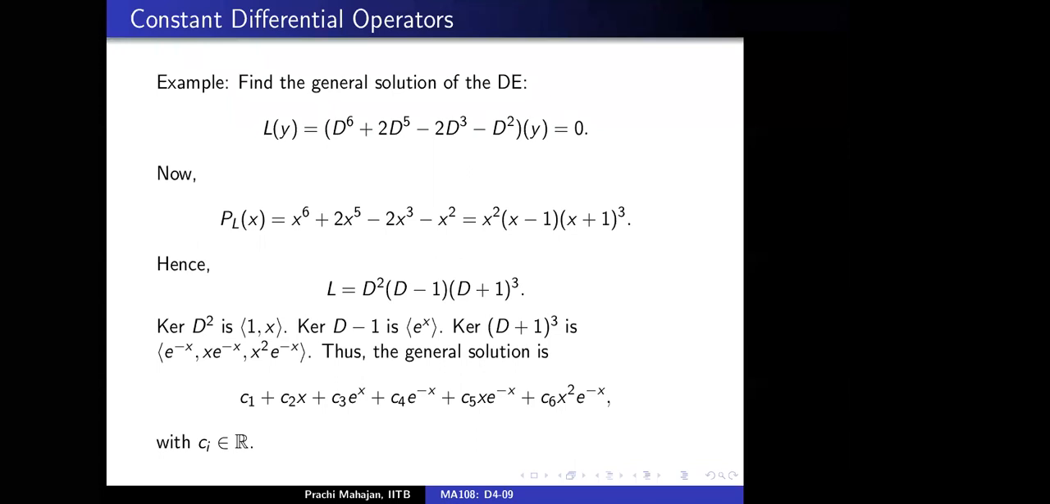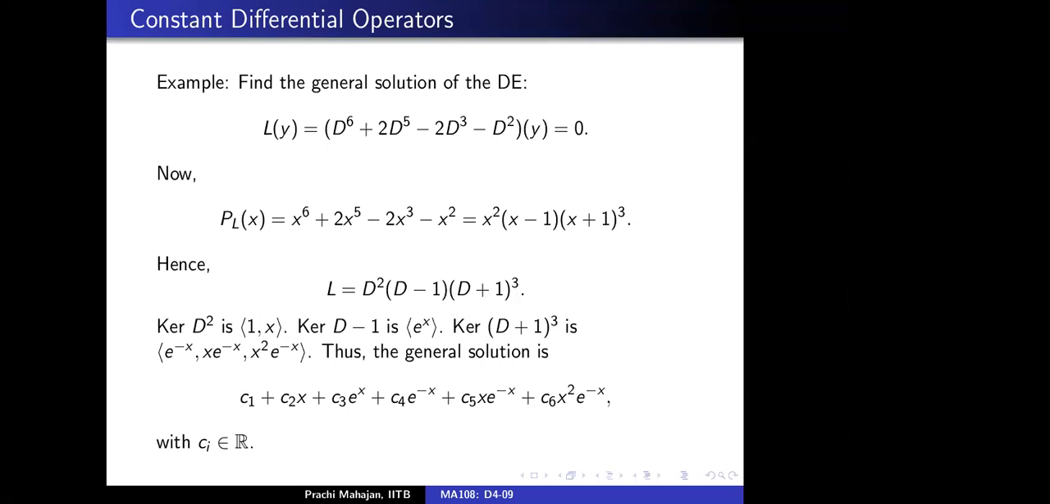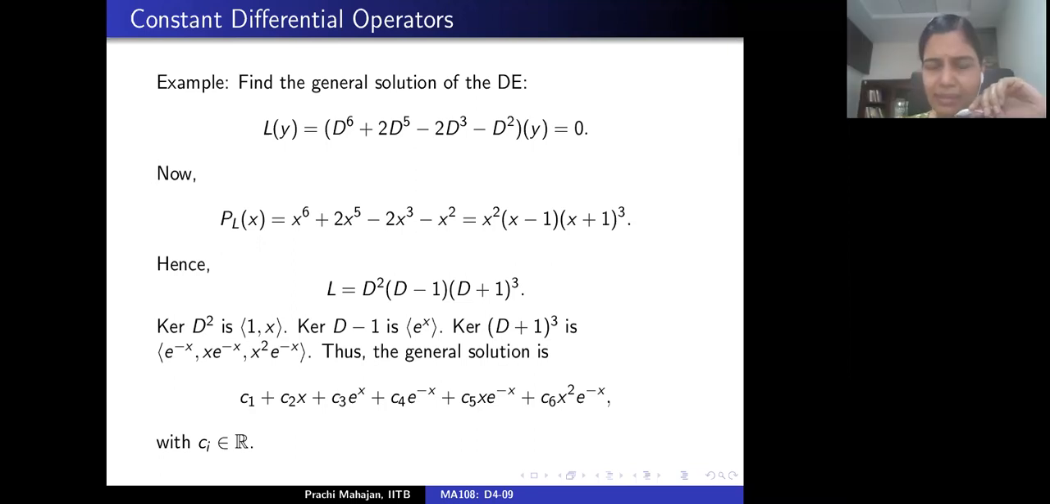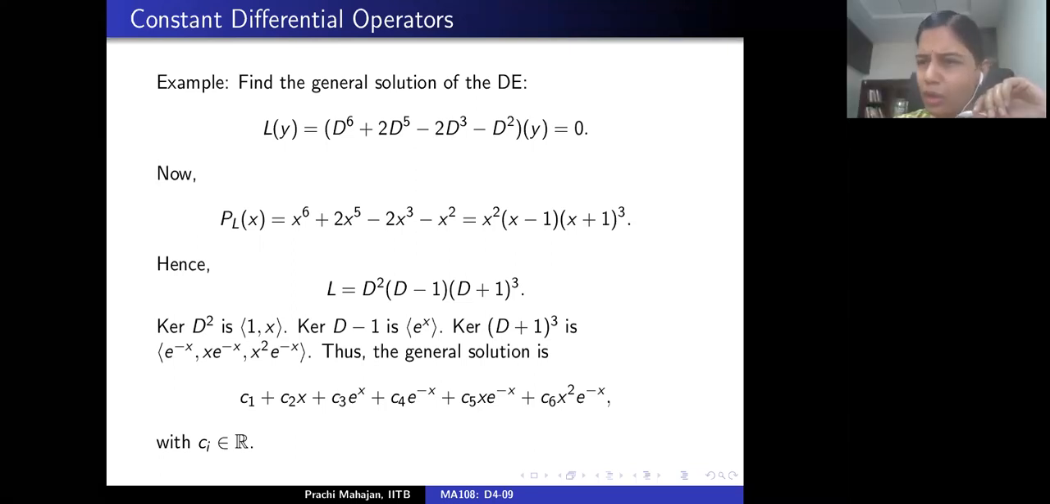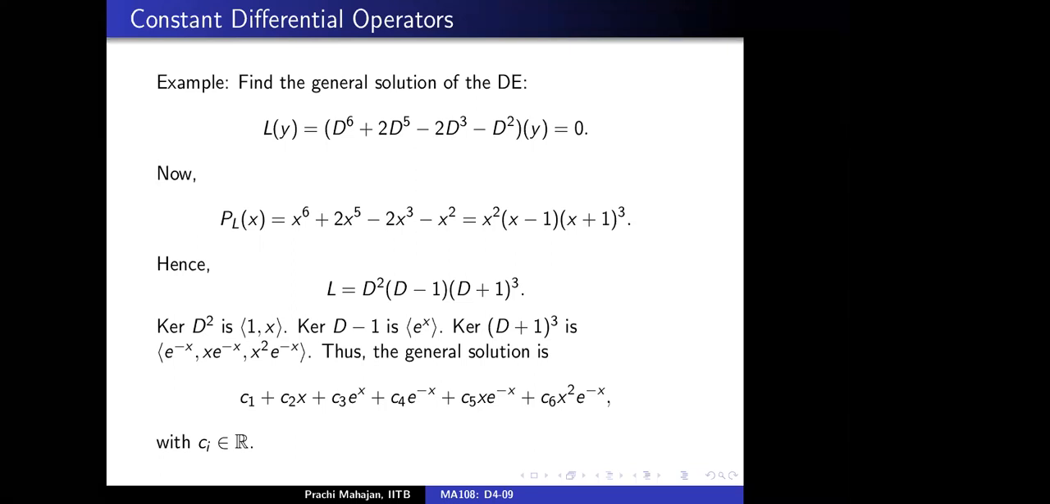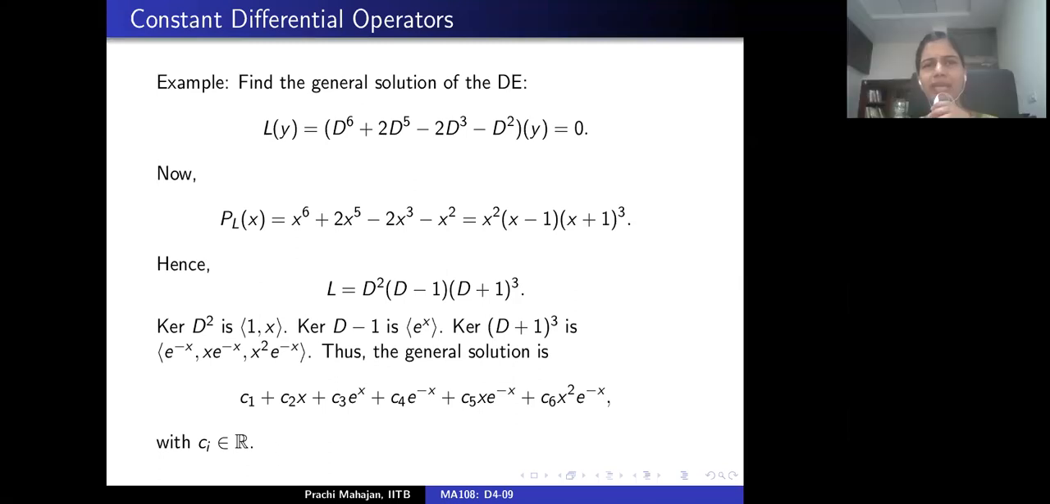Ma'am, instead of the kernel of d square, that came out to be 1 comma x, we might have any constant instead of 1, right? Yes, a constant times 1. That is why C1 is there. This is just a basis, right? The choice of basis is not unique. Is that okay? All right.